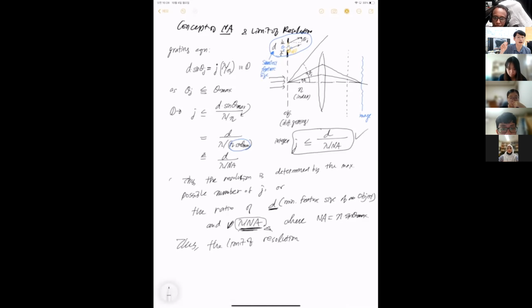Thus, the limit of your resolution is proportional to the parameter lambda over NA. You don't have to write it down because I'm going to send it to you, okay?